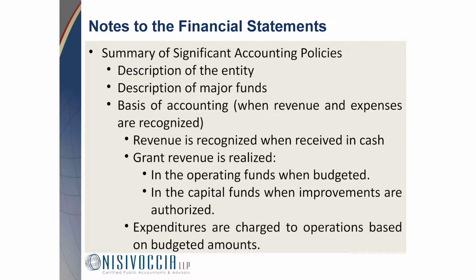So typically for a municipality, revenue is recognized when it's received in cash, and grant revenue is realized in the operating funds when it's budgeted, and in the capital funds when improvements are authorized. In terms of expenditures, they are recognized as soon as the budget is adopted.